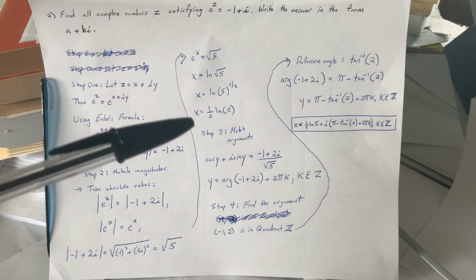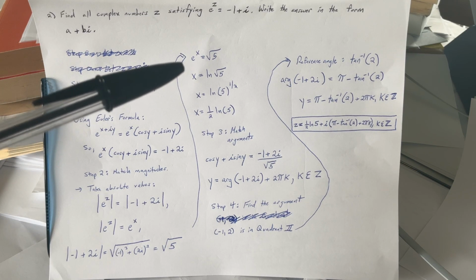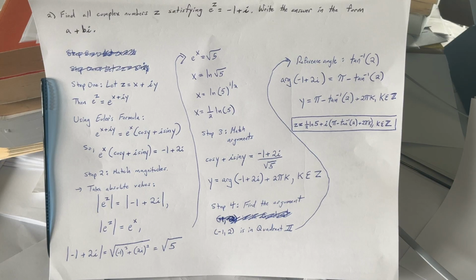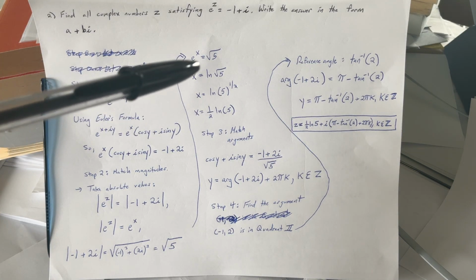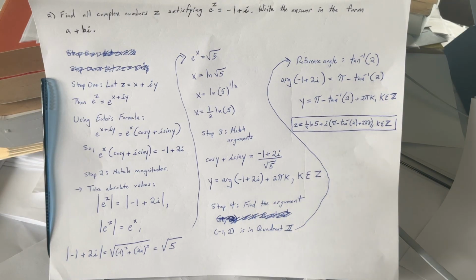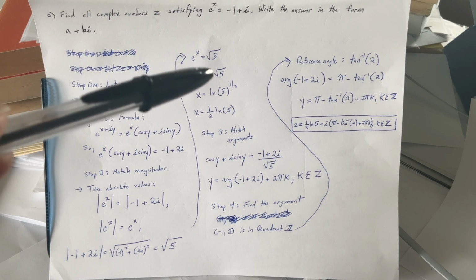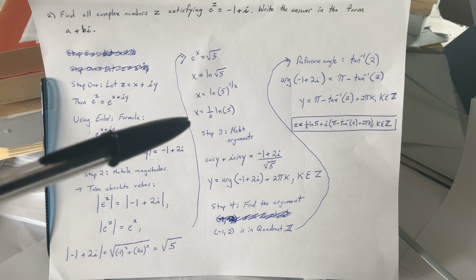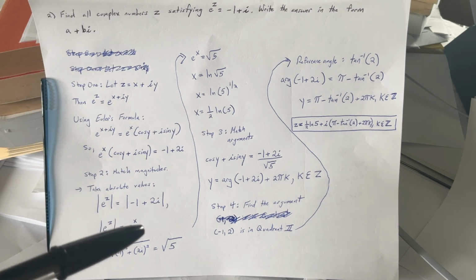We solve this basically using our algebra here. Take natural log on both sides. That eliminates base e. Here we get ln of the square root of 5. That could be written as ln of 5 to the 1/2. So x is 1/2 ln 5.